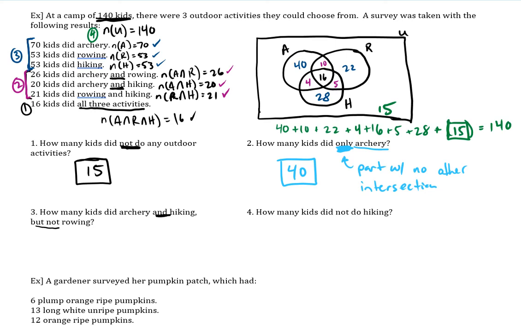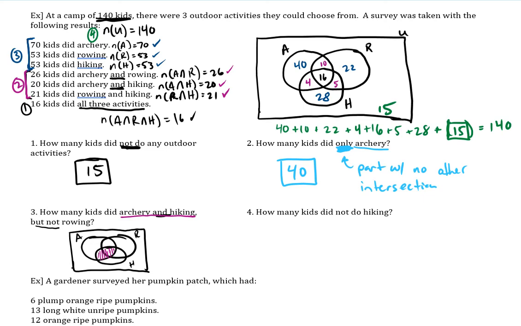Okay, so this is where it's tough because I don't have the best space, but I think we could do it. Okay, so here's my archery, rowing, and hiking. And here's where we could break down our parts. So like archery and hiking. So here's A, here's H, would be this shaded region right here.